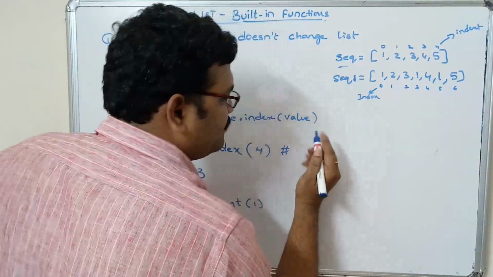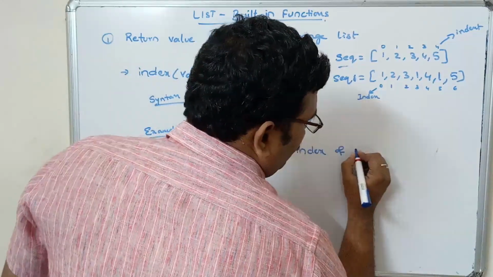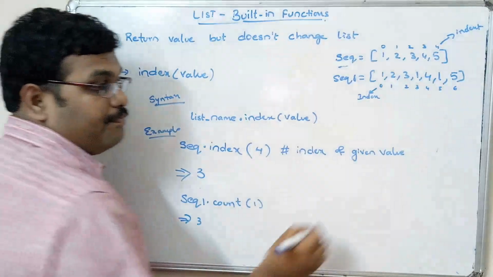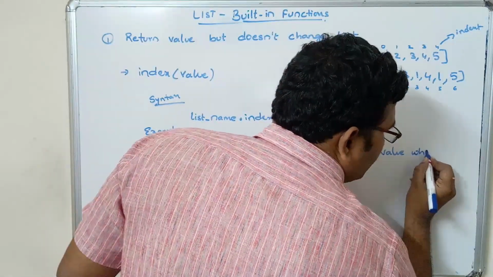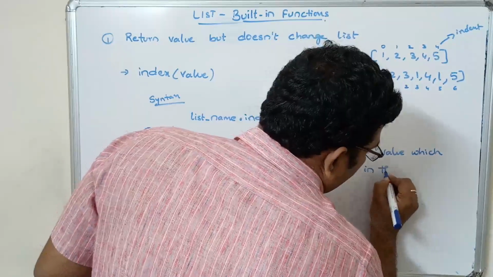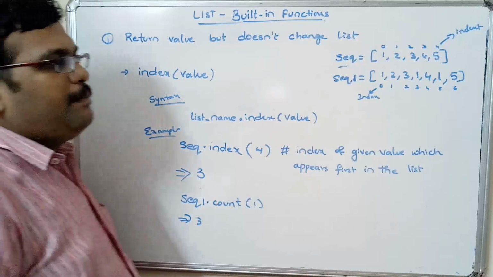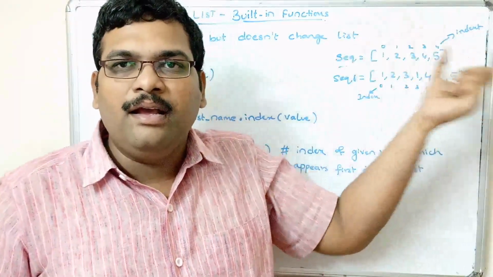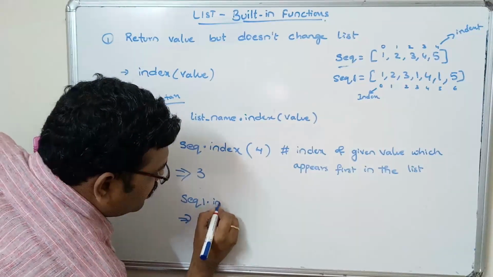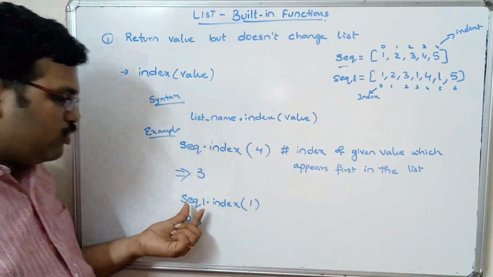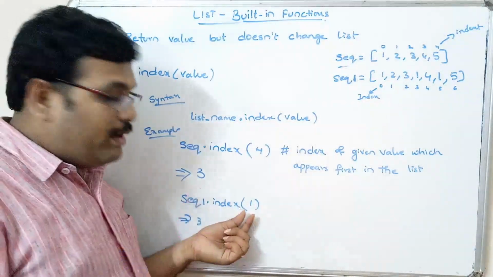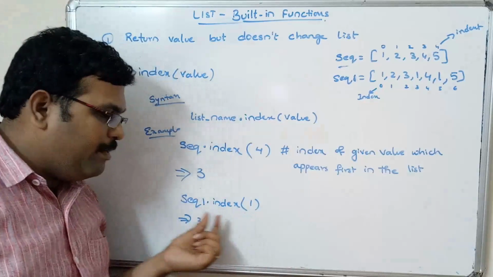So it will return the index of the given value which appears first in the list. That means if we have the same value repeated many times, the first index value will be returned. Let us take one more example so that you will understand. Index value of 1: sequence 1 dot index of 1. I am trying to get the index value of 1 from the list sequence 1.